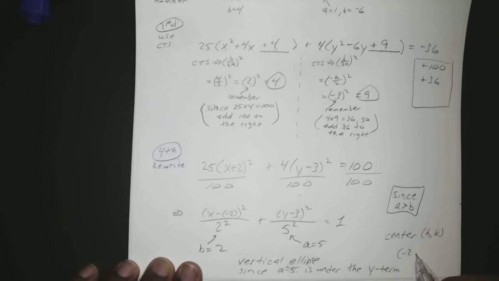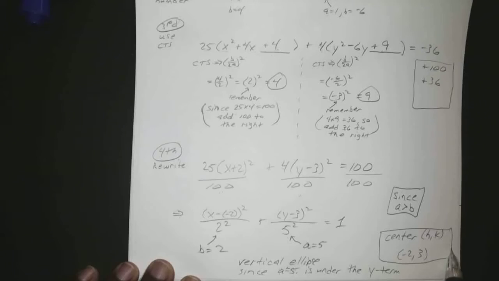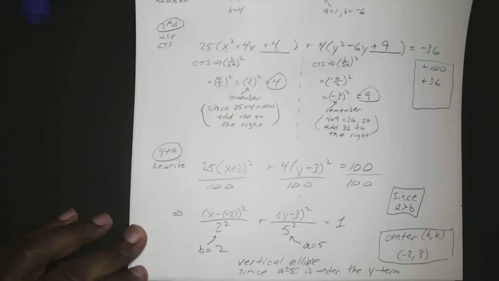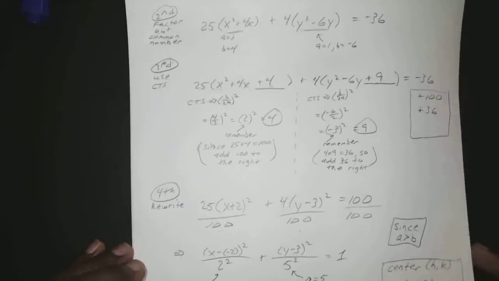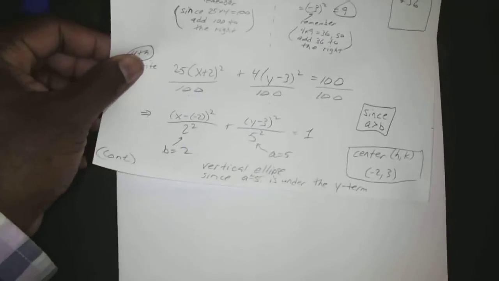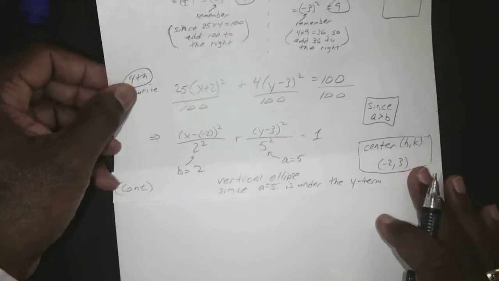So you have negative 2, 3. Okay, so we have our center. So we know exactly how our graph is going to start out. We have our A equal to 5, so we know from our center how far up and how far down we're going to go. And we have our B equal to 2, so we know how far left and how far right we're going to go. Okay, so we'll go ahead and graph it on the next page and put all of that together. I'll kind of leave that up here.